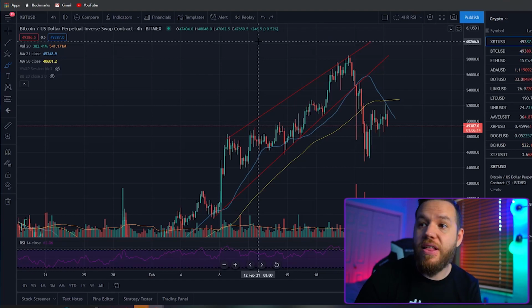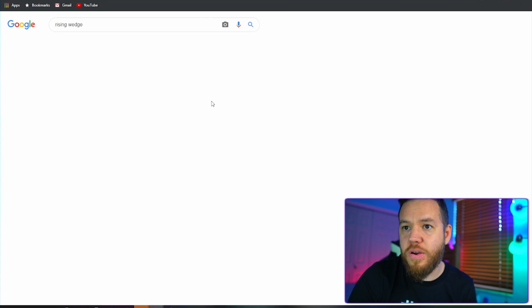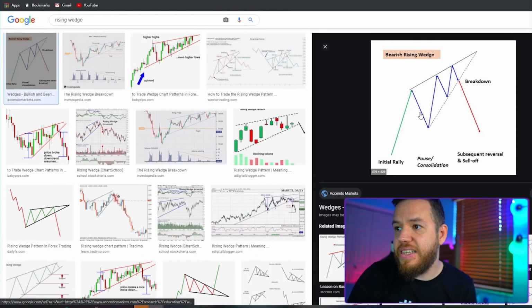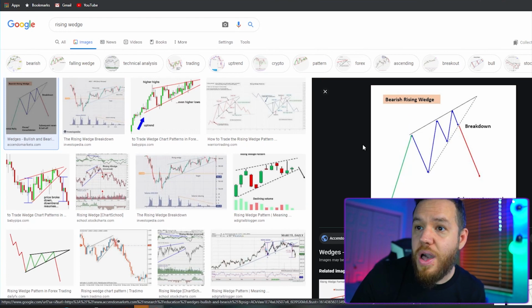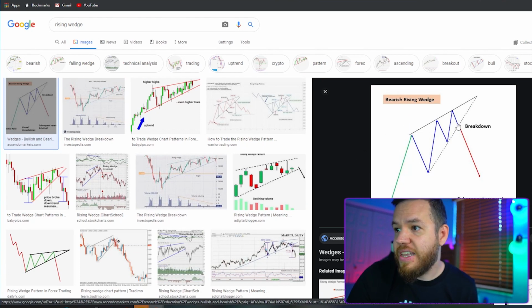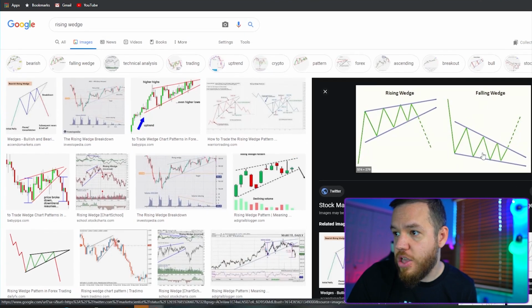So I obviously know that this pattern here is a rising wedge. If you Google rising wedge and click on one of these images, you can see what this pattern usually means, right? So a rising wedge is usually bearish and can lead to a breakdown. And then you'll see here a falling wedge is usually a bullish pattern and can lead to a move up.